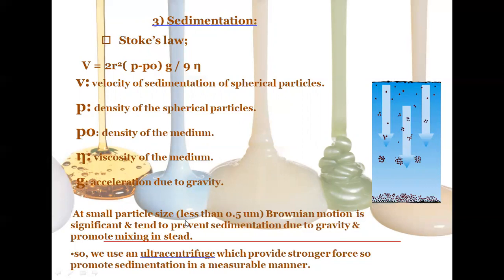At small particle size, less than 0.5 micrometer, Brownian motion is significant and tends to prevent sedimentation due to gravity and promote mixing instead. So we use an ultracentrifuge, which provides stronger forces, to promote the sedimentation in a measurable manner.